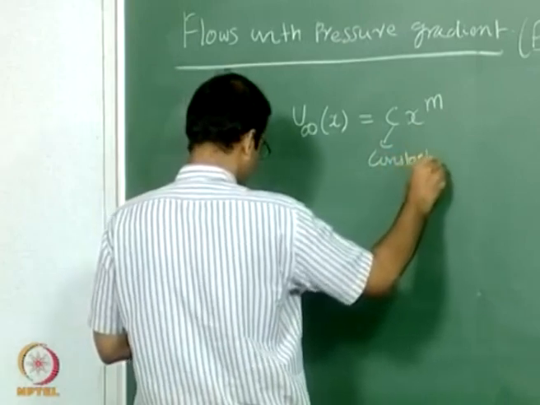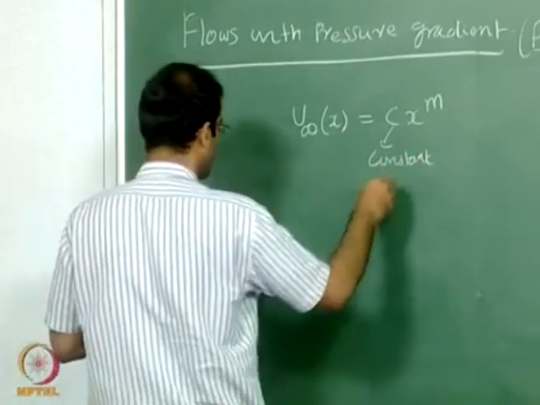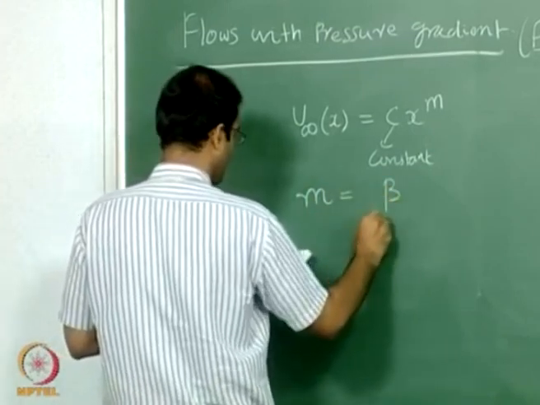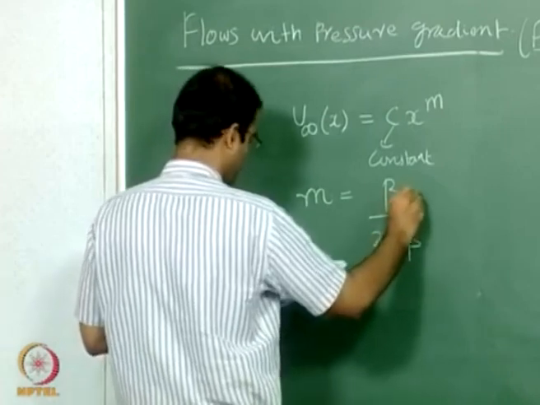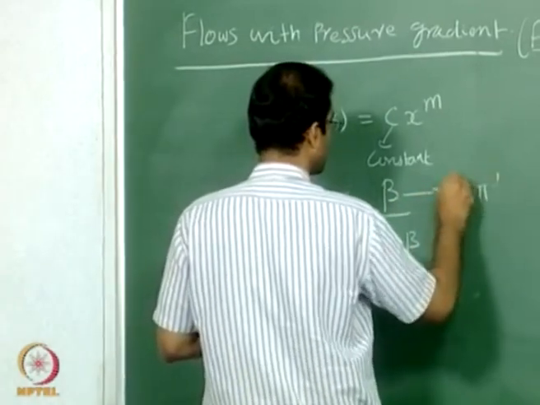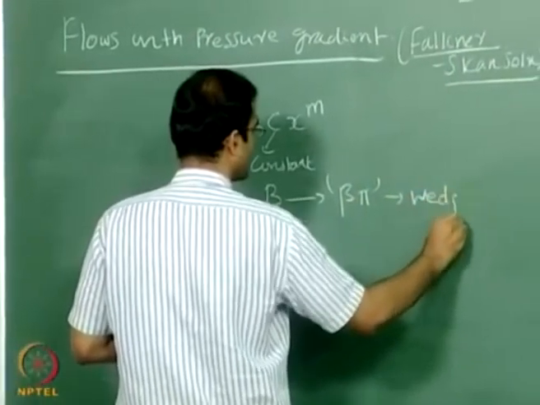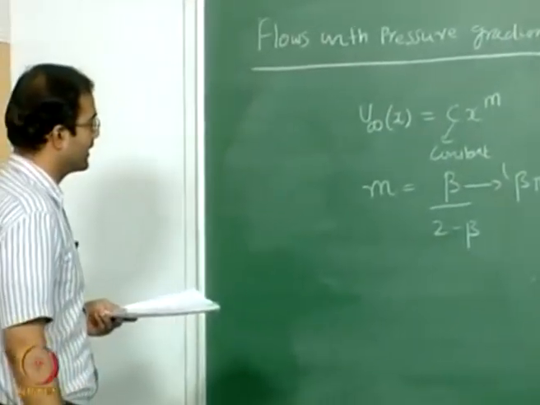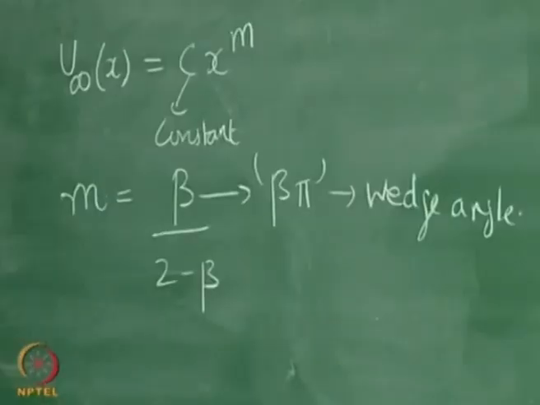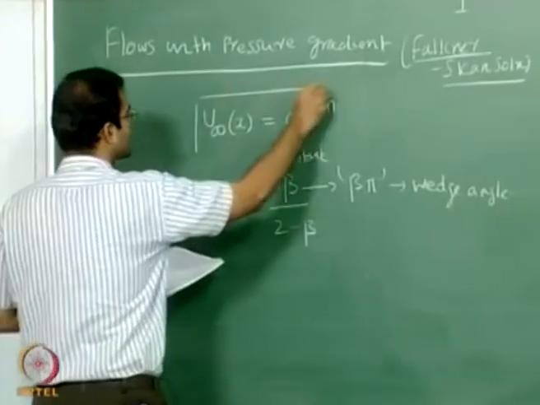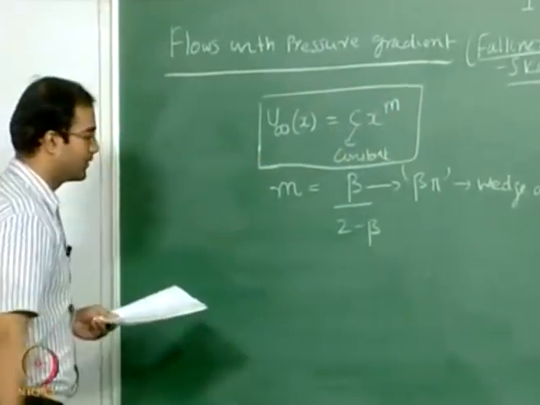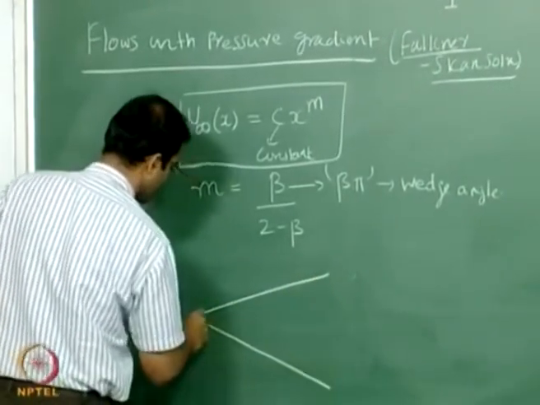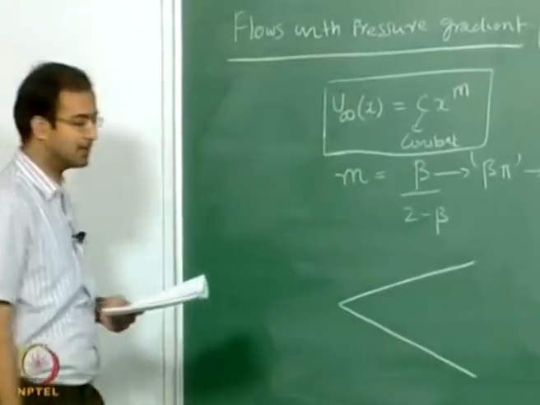and m is also a constant, but it is related to what is called the wedge angle. So m equals beta by 2 minus beta, and beta pi is your wedge angle. Now what does the wedge angle mean? If you draw a general kind of problem describing this kind of free stream velocity profile, it will be something like this. So you have a wedge, this is a wedge profile.